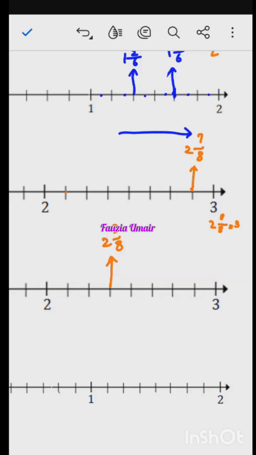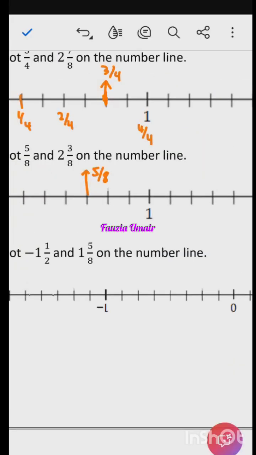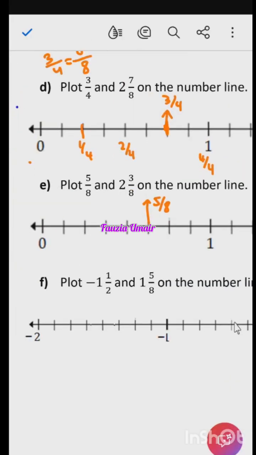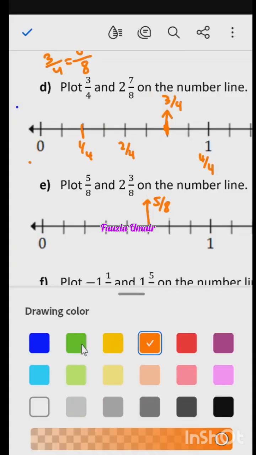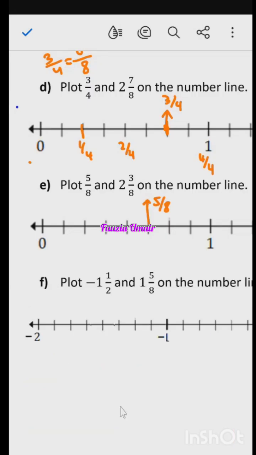Good. So the next question is minus 1 whole 1 by 2. Manal, where will that be? Minus 1 whole 1 by 2. Where would that be? Minus 1 whole 1 by 2.